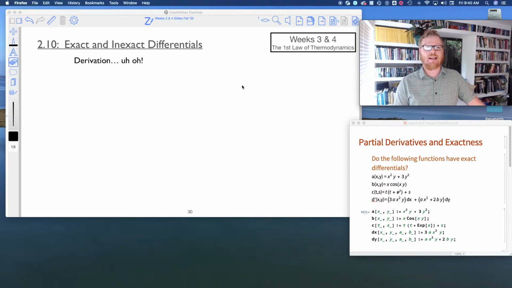So you can see I've got this thing going on here. Partial derivatives, exactness, exact and inexact differentials. This is going to be a bit of a math review. I'm going to try to keep it brief and keep it connected to what's relevant to the course. And then we're going to come back to this idea of partial derivatives, exact and inexact differentials in a few weeks. But for now, I want to connect us with this.